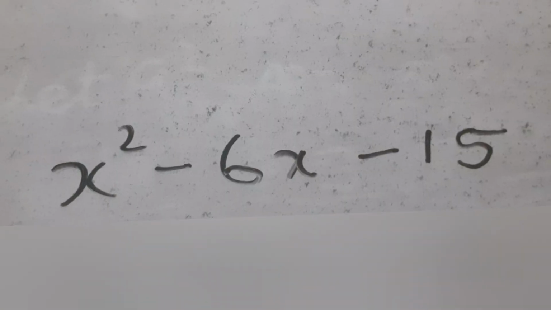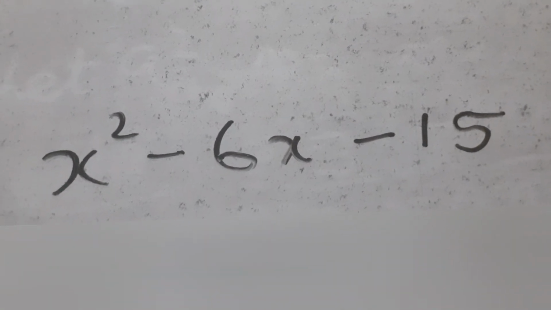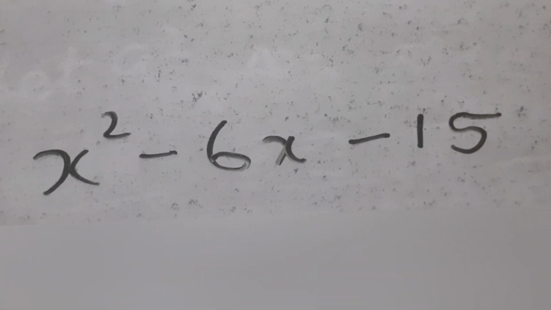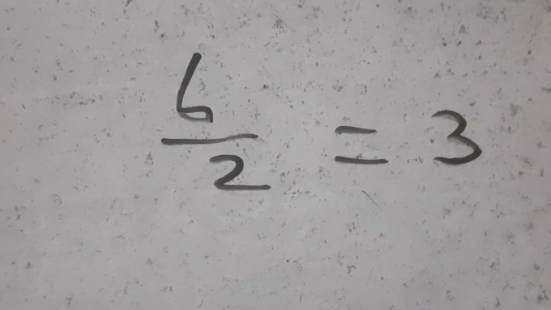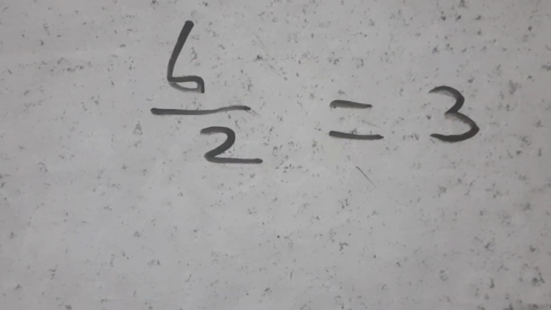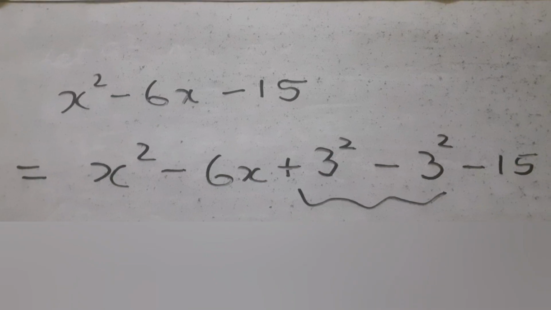We note that the quotient of x square is 1. Otherwise, we would have to make it unity. Next, the quotient of x is minus 6. We take half of 6, which gives you 3. Now, we add and subtract 3 square.